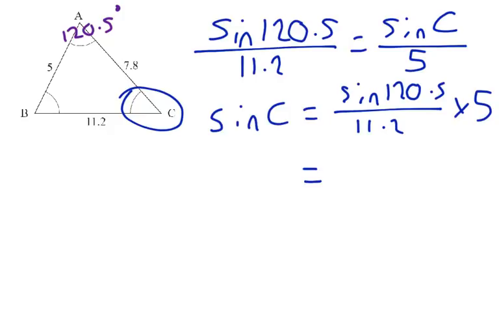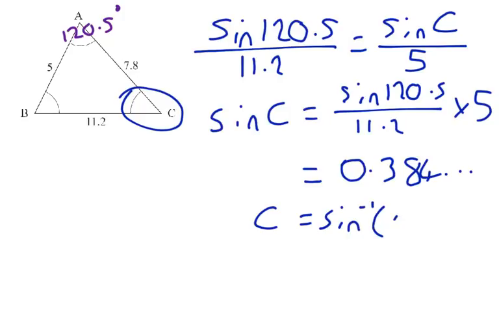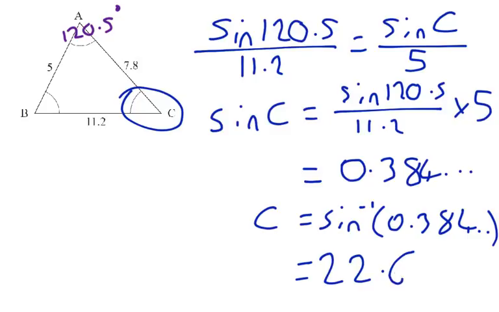When we put this into our calculator, we get a value of 0.384, and so C is equal to sine inverse of 0.384, or the answer key on the calculator, which is equal to 22.6 degrees. So now we know that this is 22.6 degrees, and we're just left to find the final angle B.